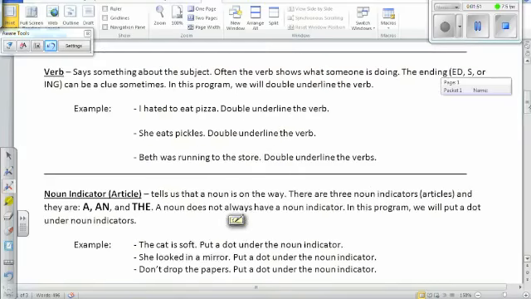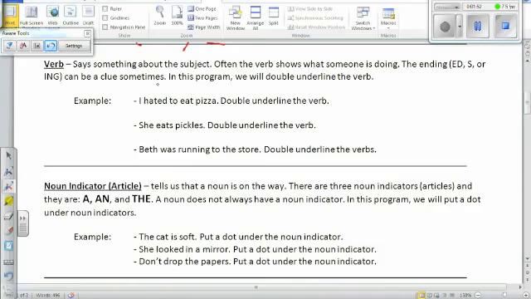So now let's find a verb. A verb says something about the subject. Often the verb shows what someone is doing. You've learned about action verbs before, but we're not just looking at action verbs. The ending eds or ing can be a clue sometimes. In this program, we will double underline the verb. I hated to eat pizza. Well, we're kind of learning about I, and hated is telling us about I. We double underline the verb.